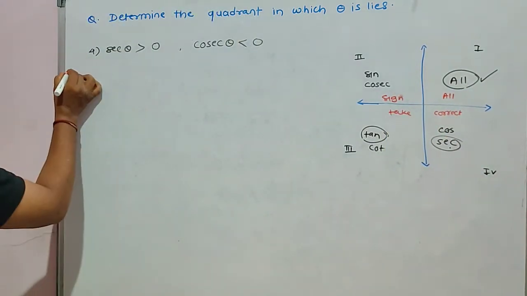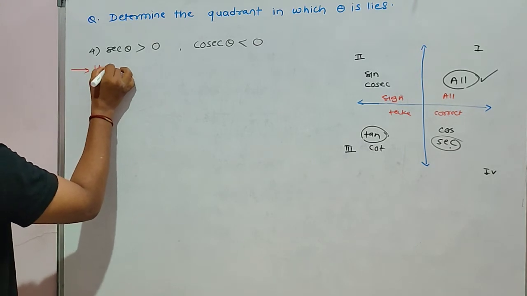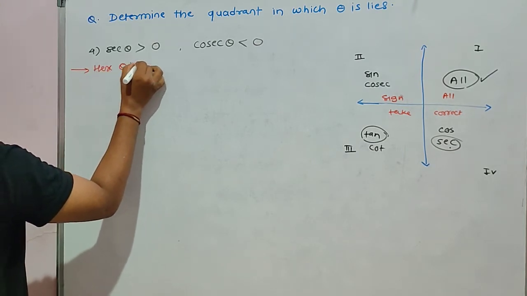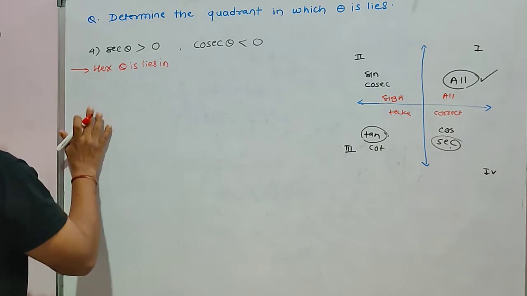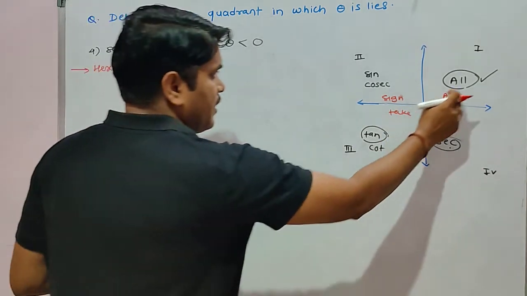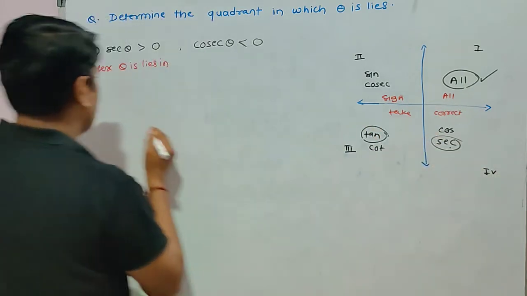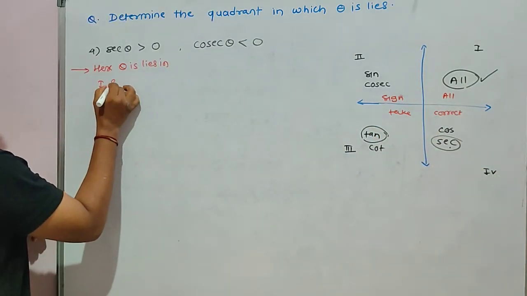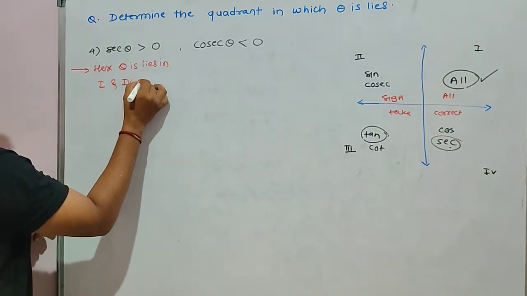So we can write here, theta lies in which quadrant? Greater than 0 means positive. Where will it be positive? It is positive in first and fourth quadrant.